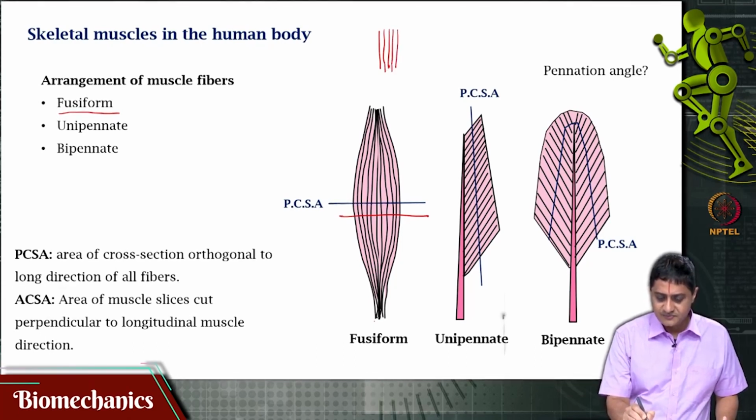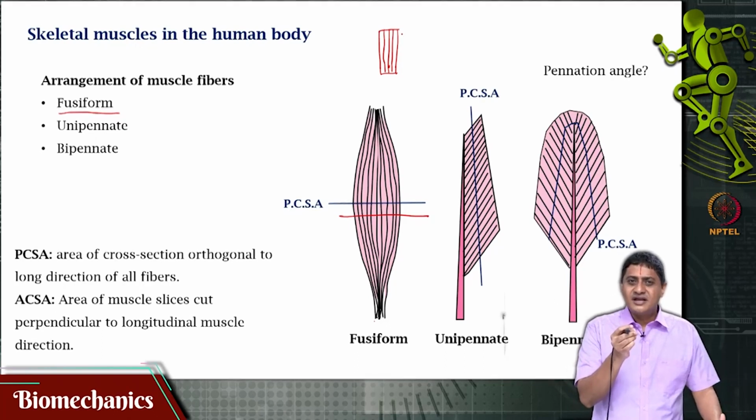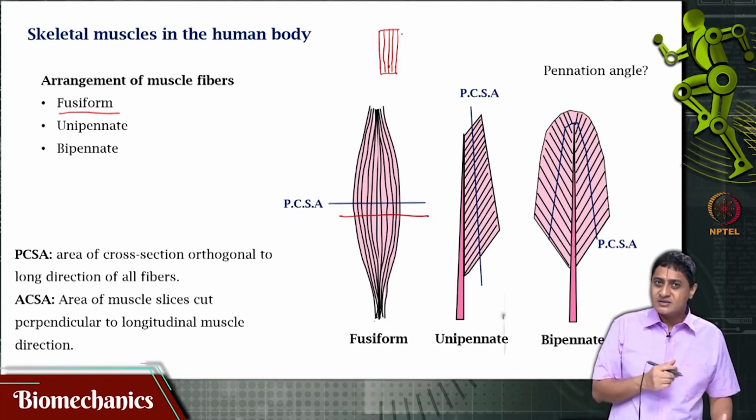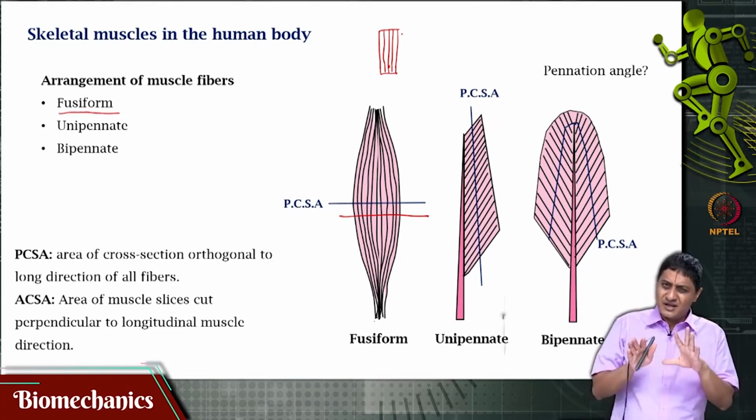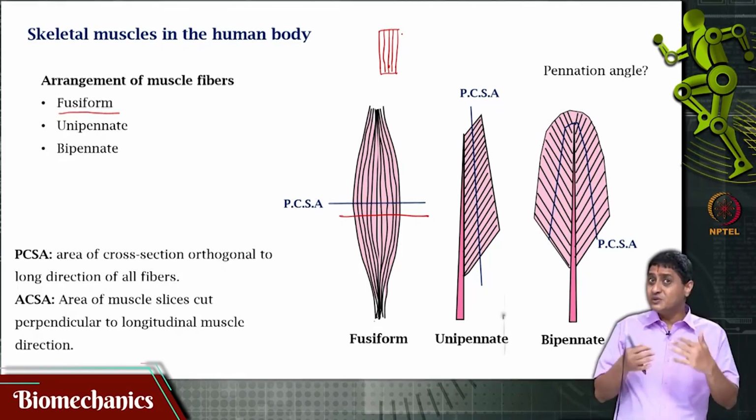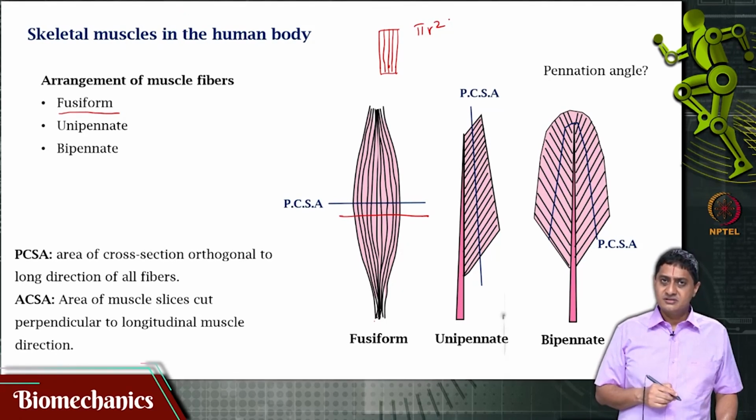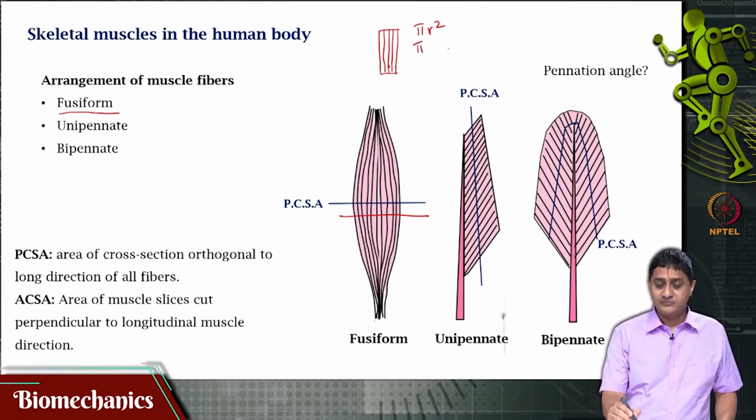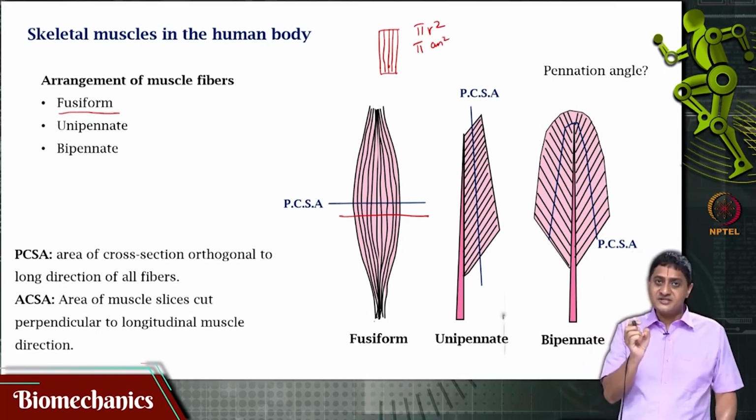Suppose I have a parallel fibered muscle, and let us say that distance is 2 centimeters. This can be modeled as a cylinder with diameter 2 centimeters, so the radius is 1 centimeter. Let us assume this is a uniform cylinder. This is almost never true, but we will assume it. Then I can find the area of this muscle as pi r squared. R is 1 centimeter, so that is pi centimeter squared. That is the area of this muscle we are discussing.